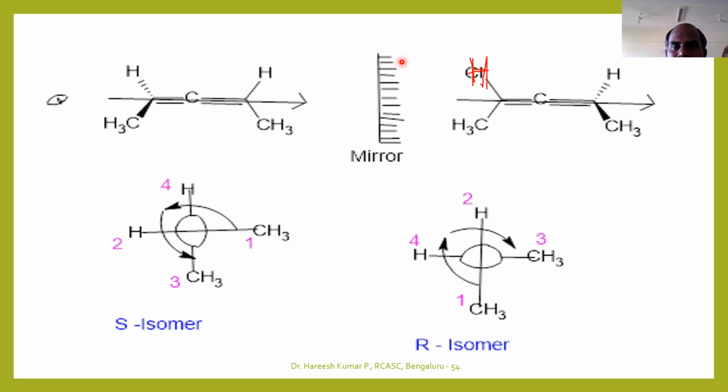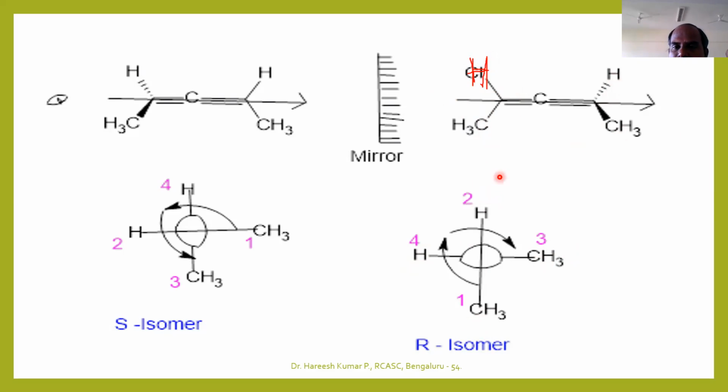For the vertical ones, you can write H above and CH3 below. When you are viewing from this side, H is on the left hand side, so that is the reason H is on the left hand side and CH3 is on the right hand side.